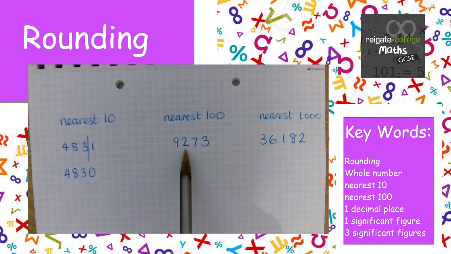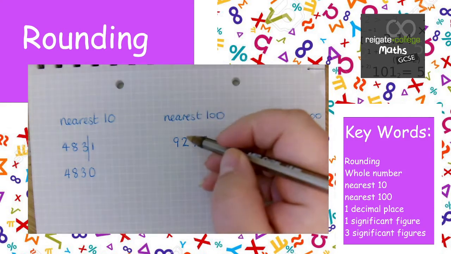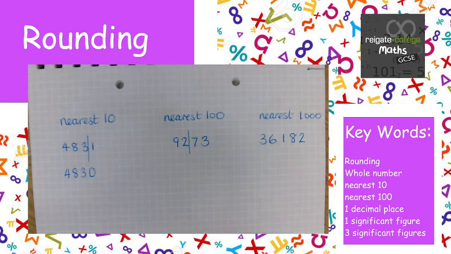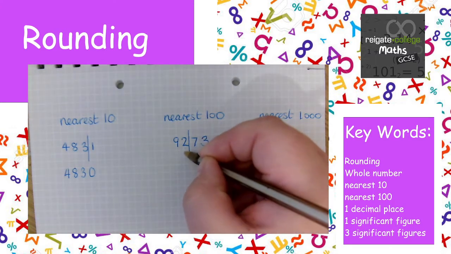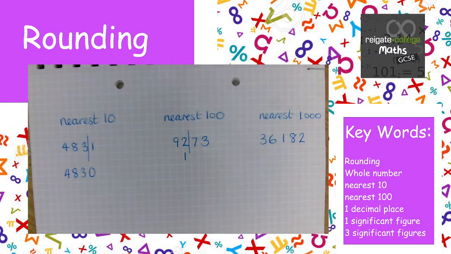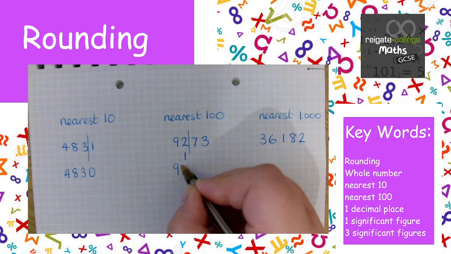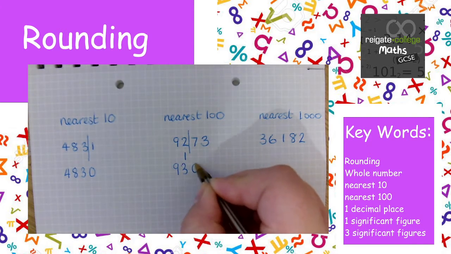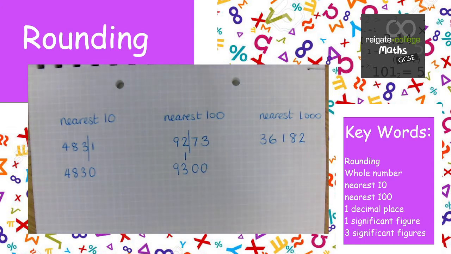So we identify the hundreds column. Here's the point at which we are going to round our number. Again, looking to the next column to see if it has an effect, and this time, being 5 or above, it does. We add 1 to this column here. The numbers after our point of rounding return to 0. 9,273 rounded to 9,300.